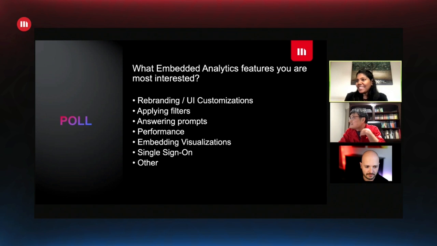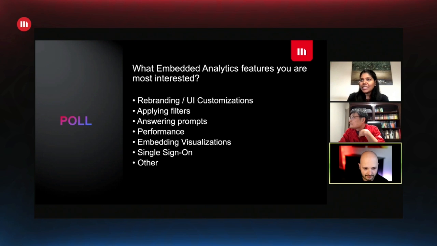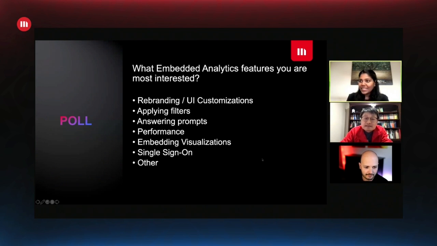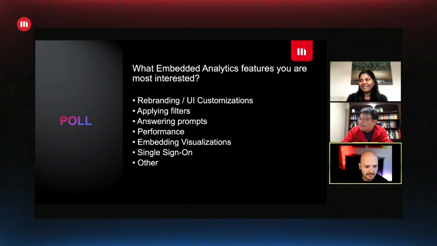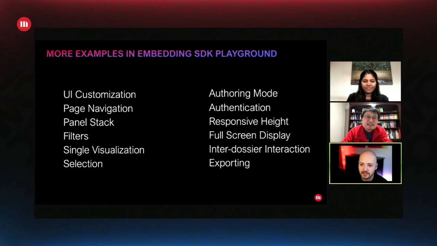Oh, it's an interesting mix. I have 13% for rebranding, 16% for applying filters from outside the dossier, 13% for answering prompts from outside the dossier, 9% for performance, 19% for embedding visualizations, and 31% for single sign-on. Perfect. That's like what we were saying, passing context from the app to the actual embedded content. So there's no specific extra MicroStrategy step to be done. So very aligned with what I think the team is working on.